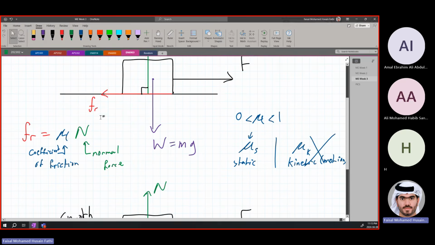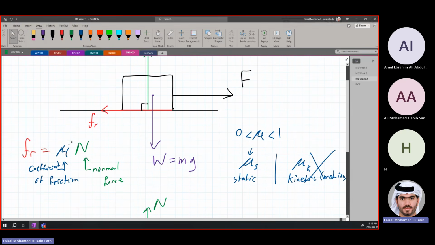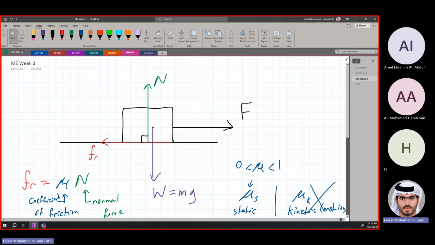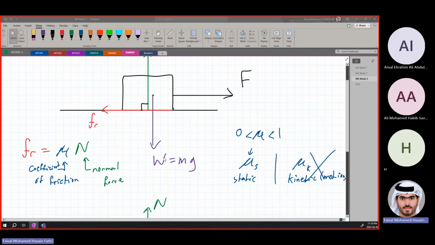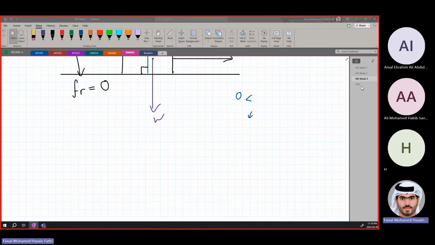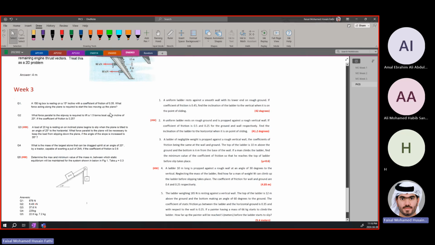Again, a quick recap: friction is dependent on the coefficient of friction, which is a number between 0 and 1. And that depends on the material of the surface type. A normal force is always going to be perpendicular to the friction, all right? And friction is also going to be mu times the normal force to find the value of the friction force. And that's all you need to know before we start solving the problems.